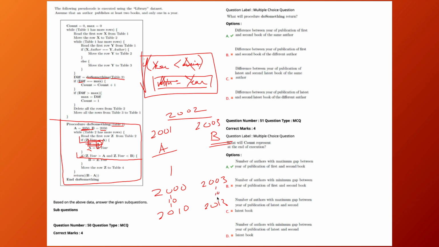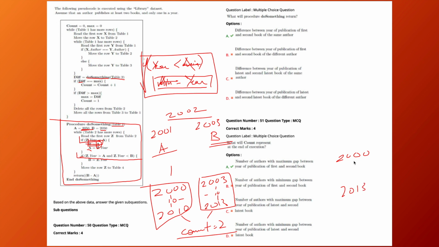This gap would also be 10 years, which means that the value of count would be incremented to 2, because you have 2 different authors. Mind you, these 2 are different authors who have published their books in totally different timelines, but they both have the same gap of 10 years between publishing book 1 and book 2. So count would basically count the number of authors with the maximum gap between the year of publications. Now let's say we found another author, author C, who had their first book published in 2000 and the next book published in 2013.